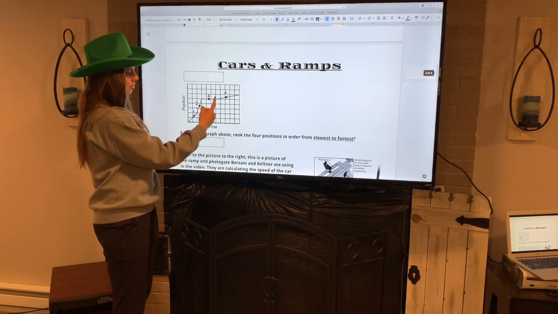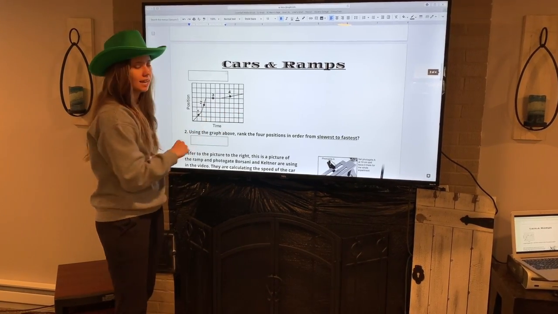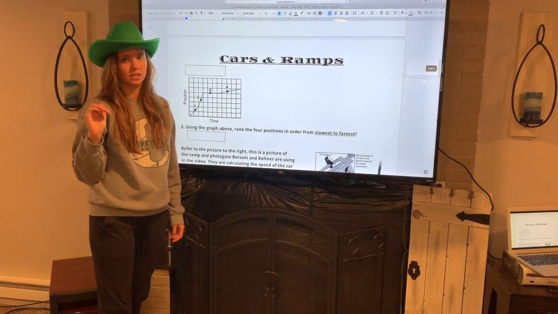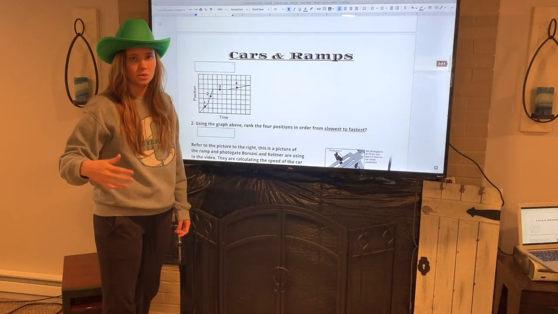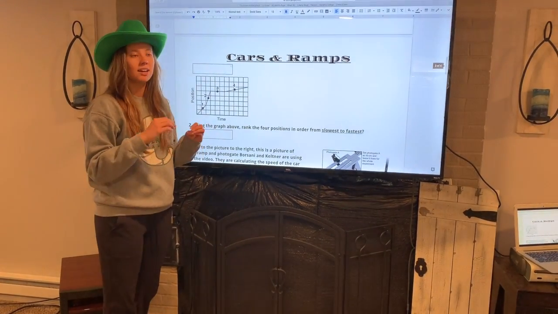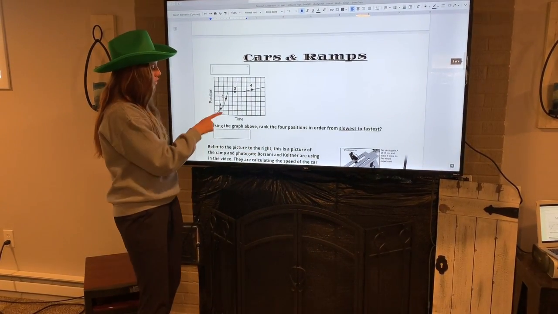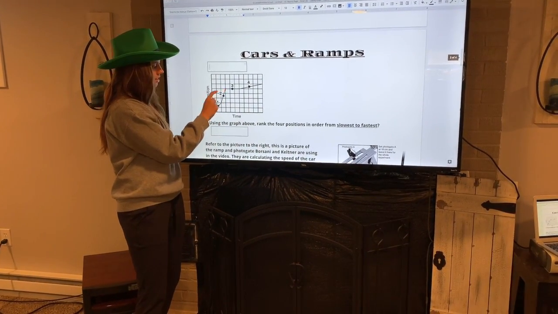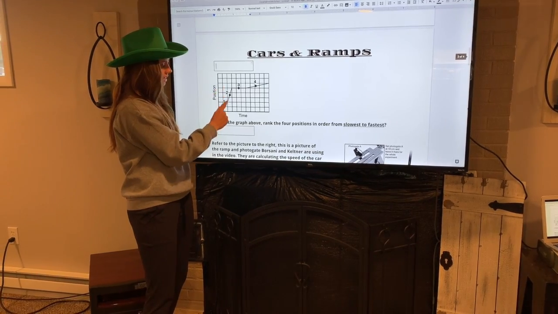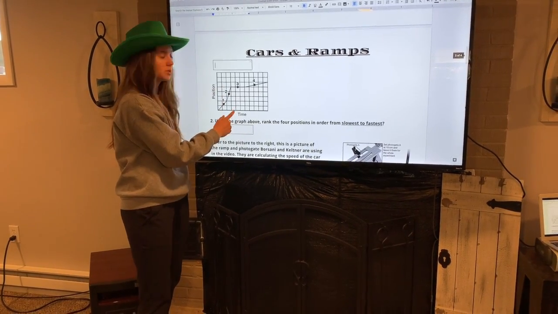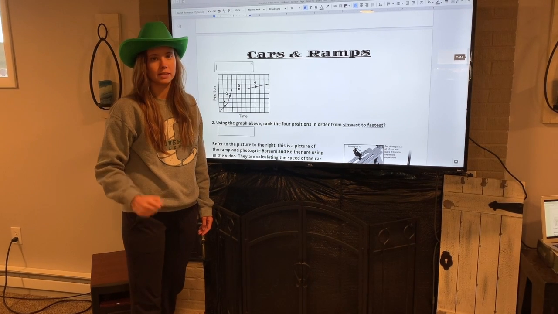When we go from here to here, you can see that that line is a very, very gradual increase. So he's moving very slowly. His position is changing not very much over a long period of time. But then when you look at number two over here, his position is changing drastically over a very short period of time. So that means he's moving very quickly.